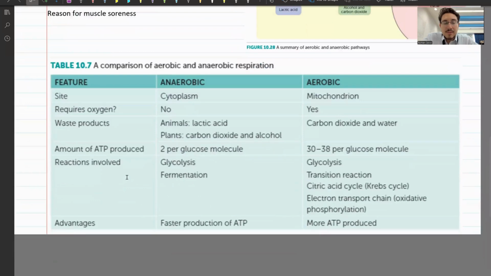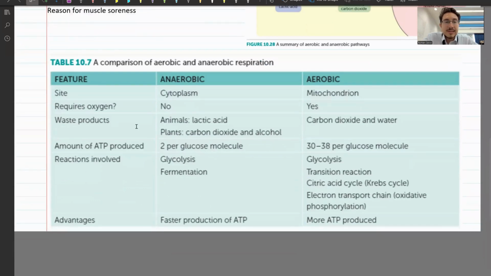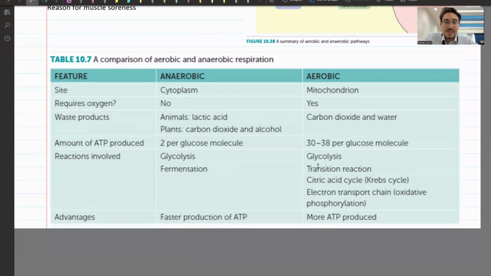Okay. Tables are very, very important to study, guys. Make sure you memorize the location of each stage. Does it require oxygen, right? What are the products? What are the reactants being used, right? And so forth. And even the ATP that is being produced, right? Aerobic respiration producing the highest amount of molecules of ATP.